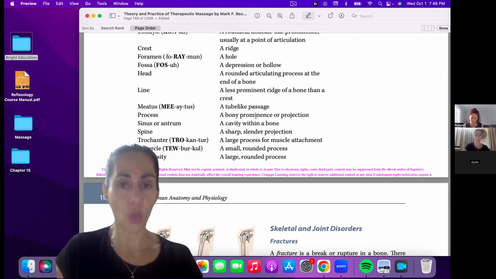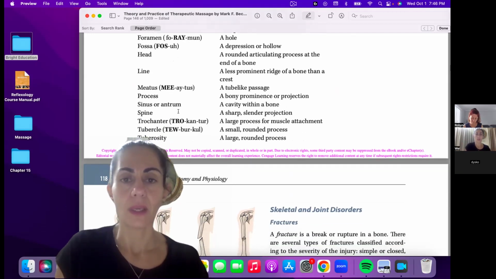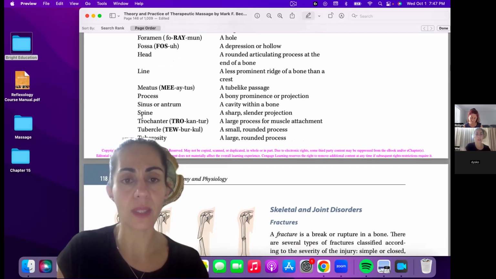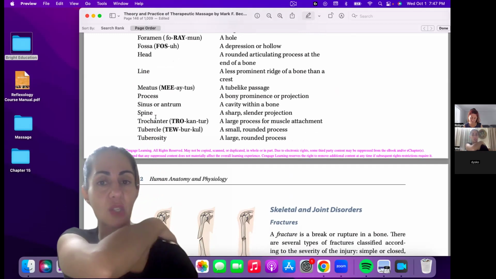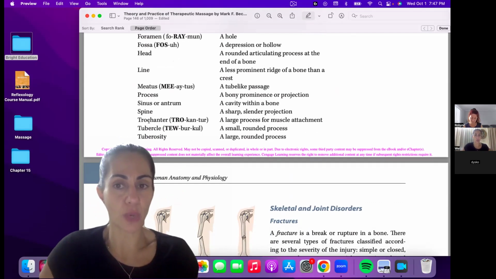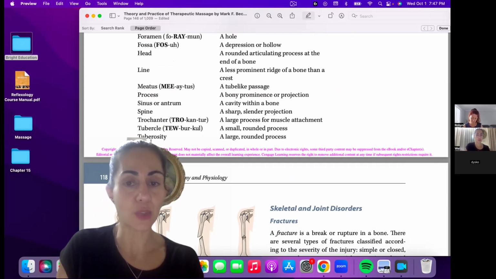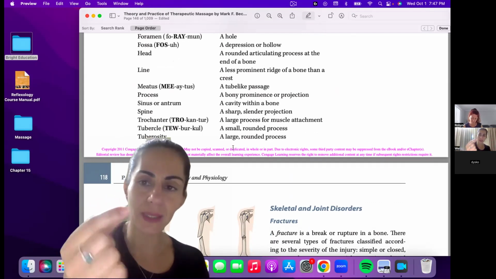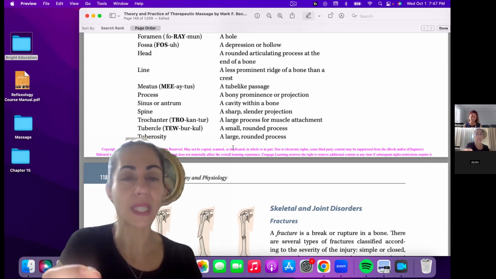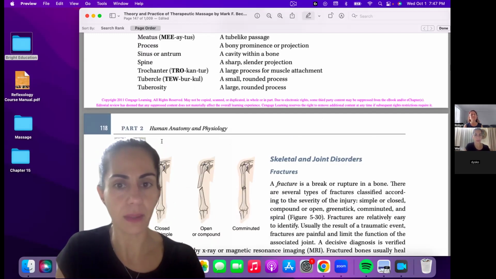Process is also a prominence or projection, so it sticks out like a ball. The sinus we also find in the nasal passages. A spine, like the spine of the scapula, is a sharp, slender projection. Trochanter, that's what we find in the hip, so it's a pretty large process. Many muscles attach there. Tubercle is a small round process, and a tuberosity is large. So the tubercle could be as little as lentil size, and a tuberosity could be like peanut size.